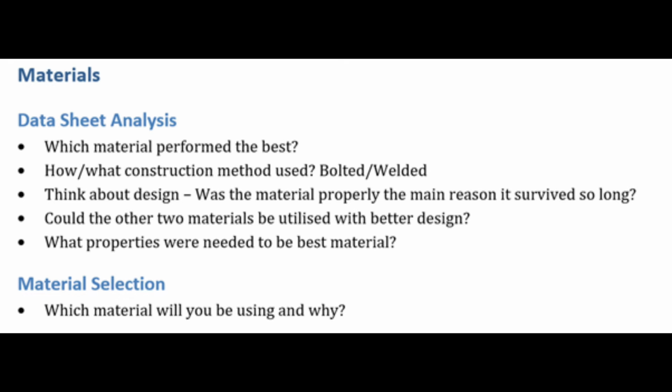Okay, now when you're coming back to what I've got on the board here is, could the other 2 materials be utilized with better design? That's a big thing, that is. Yeah, they failed because the design was poor. If it was designed properly, you could have utilized either one of the other 2 materials to perform better than it actually did on the test there. Obviously, on top of that, what properties were needed to be the best material? Obviously, it's got its operational properties. Also, for manufacturing, can it be bent easy? How much processing have I got to do to it for me to bend it without it cracking and something like that?